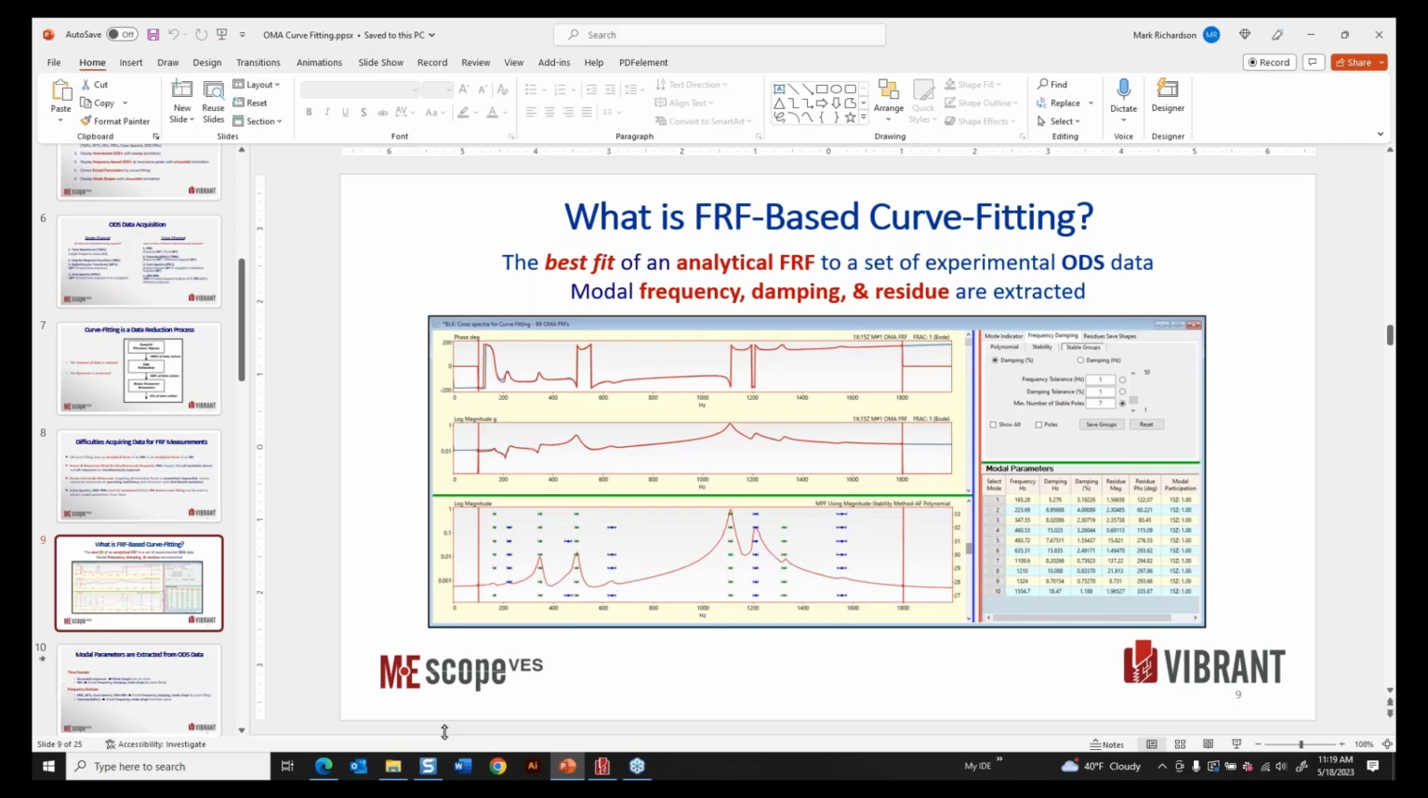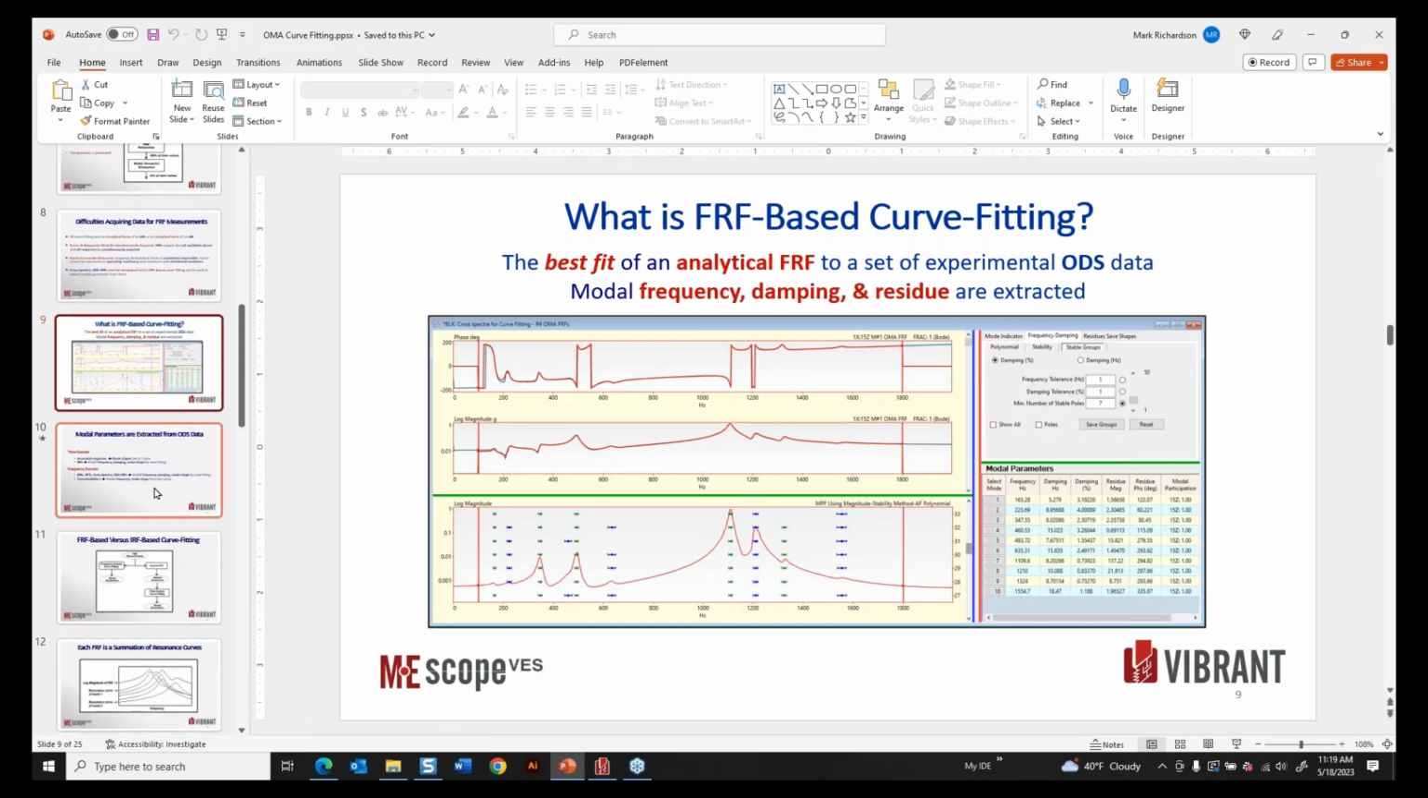So let's just move on and do some curve fitting here.